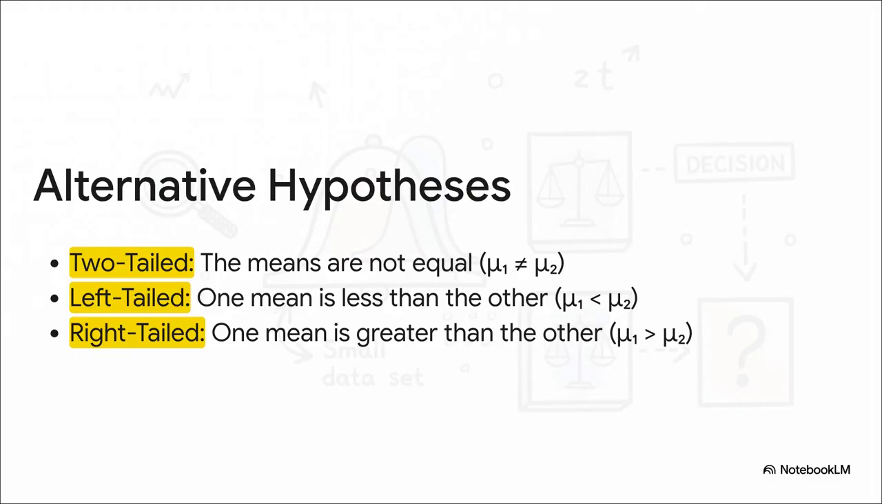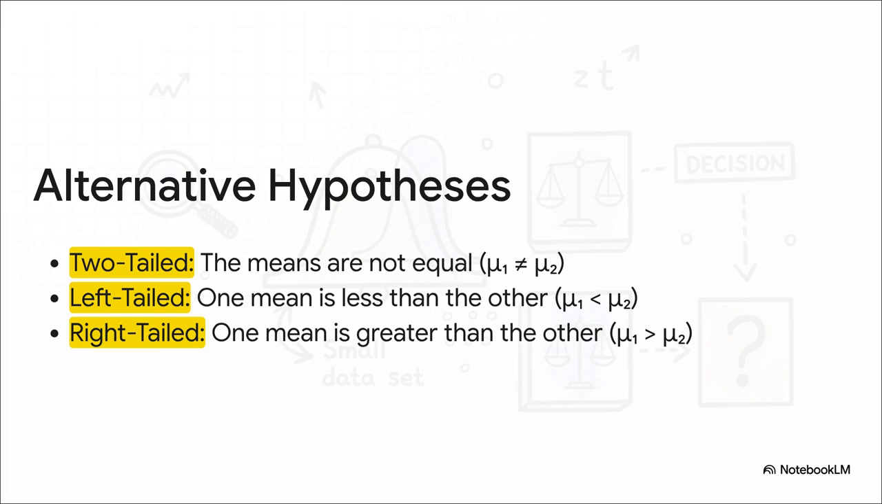So if we're going to challenge that default reality, we need a theory of our own. That's the alternative hypothesis. It's what you actually think is going on. And as you can see, your theory can point in one of three ways. A two-tailed test is basically asking, are these two things just different in any way? A left-tailed test gets specific. Is this new thing less than the old thing? And a right-tailed test asks the opposite. Is it greater?